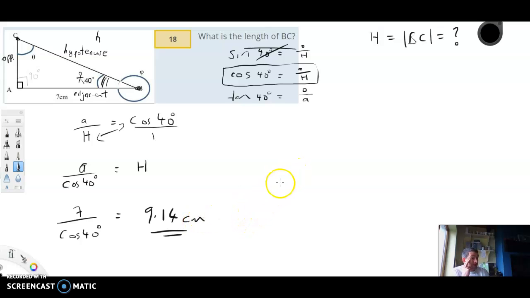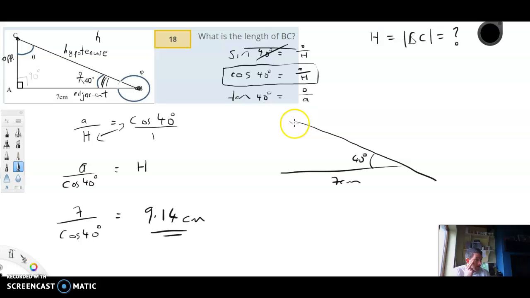Now if you wanted to check that and you had a bit of time on your hands, you could draw it out. Draw a 7 centimeter line like that on some graph paper. Then draw another line with your protractor at an angle here of 40 degrees. And then another line down like this, where you get a 90-degree angle. You'll measure them off, and you should find that this line here turns out to be 9.14 centimeters on the page. That might be an interesting exercise.